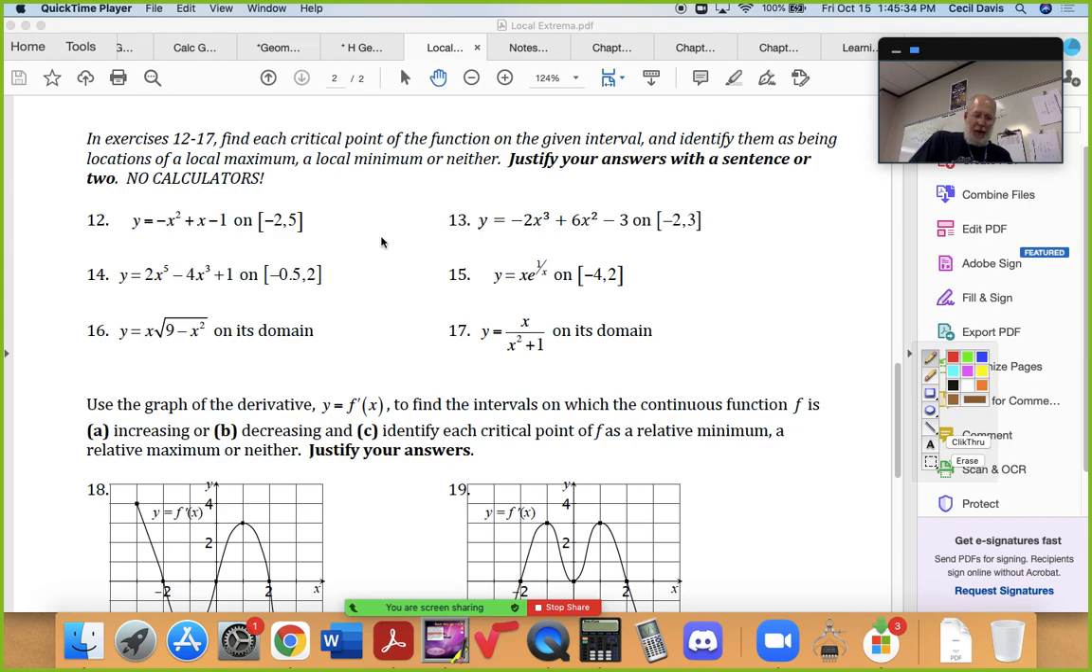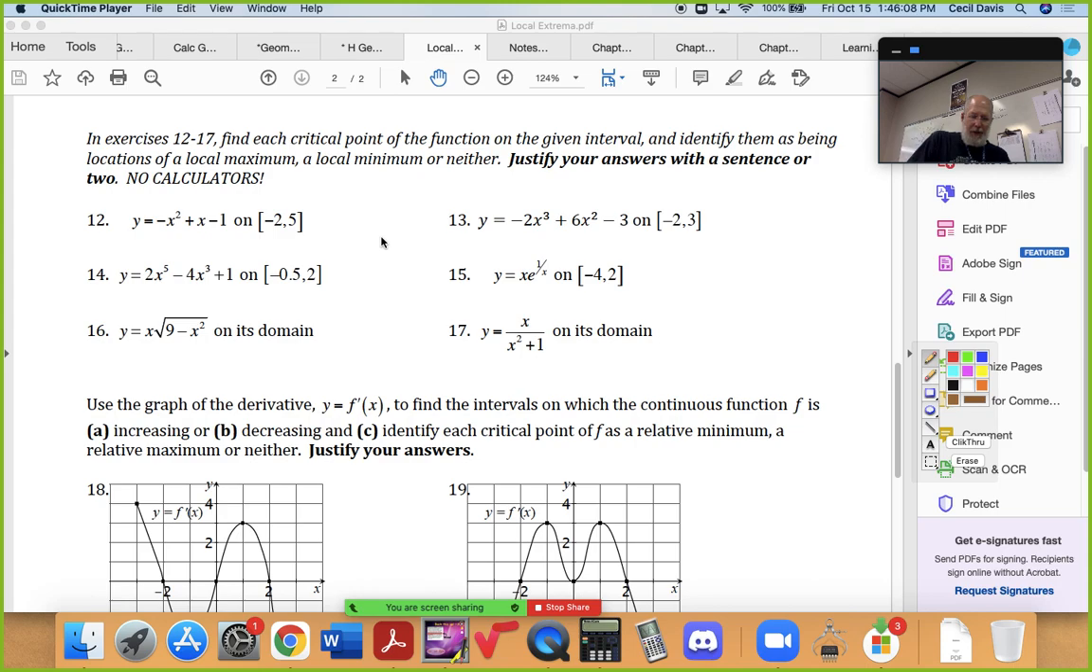Number 21, the function is increasing on the closed interval from 0 to 3, because f prime is greater than 0 on the open interval from 0 to 1, the open interval from 1 to 2, and the open interval from 2 to 3. F is decreasing never.